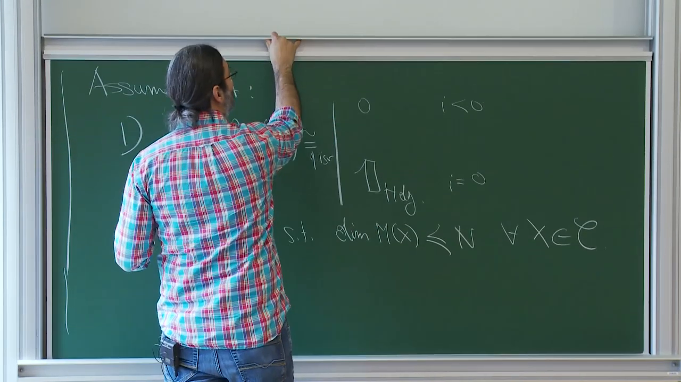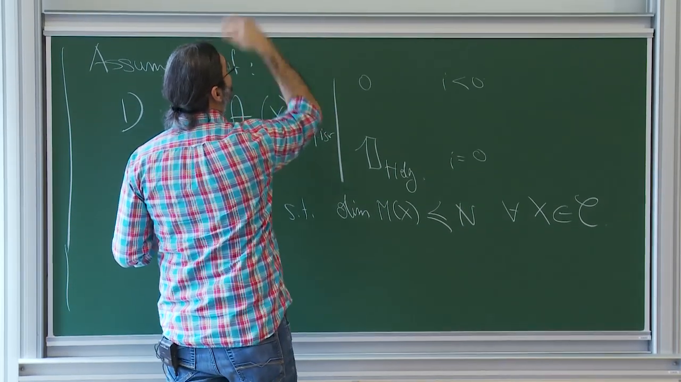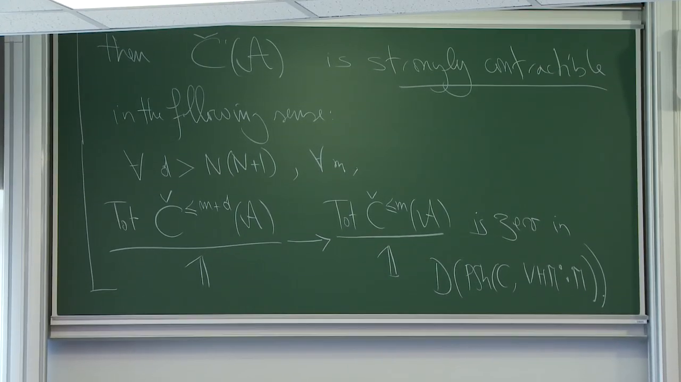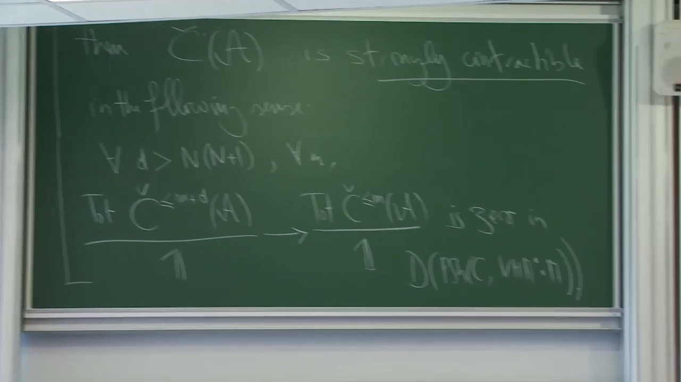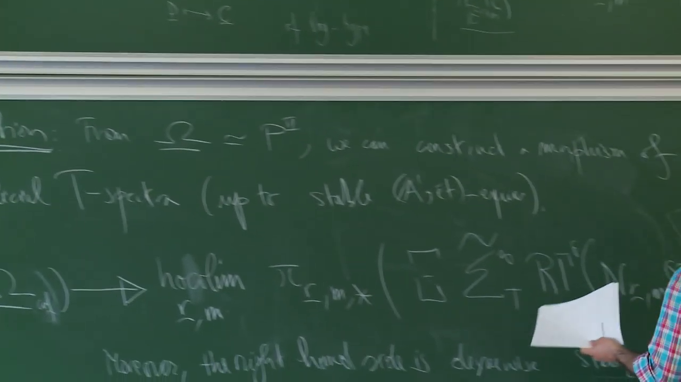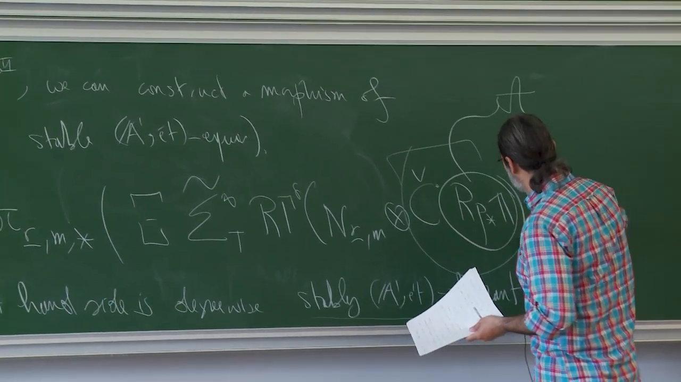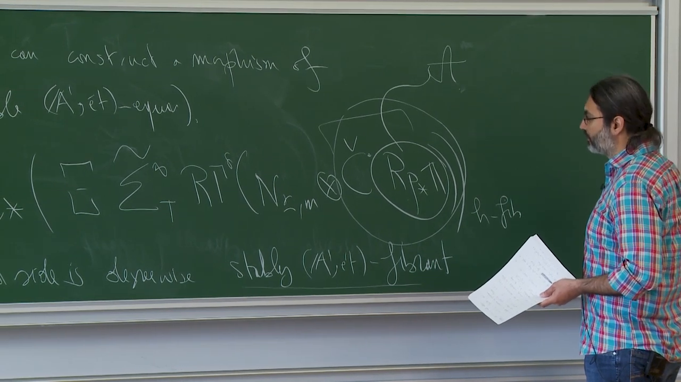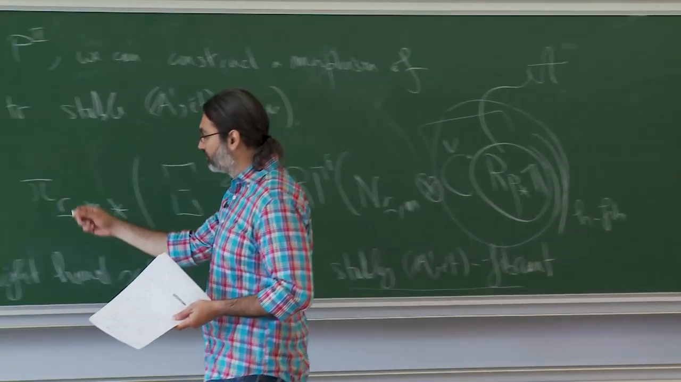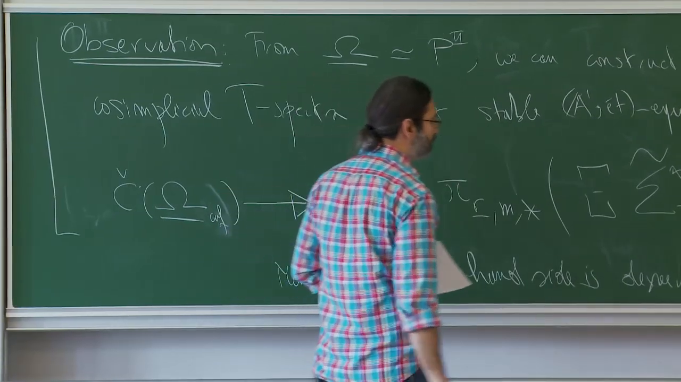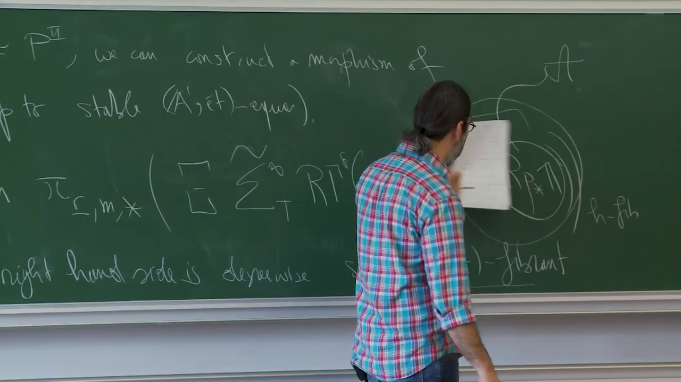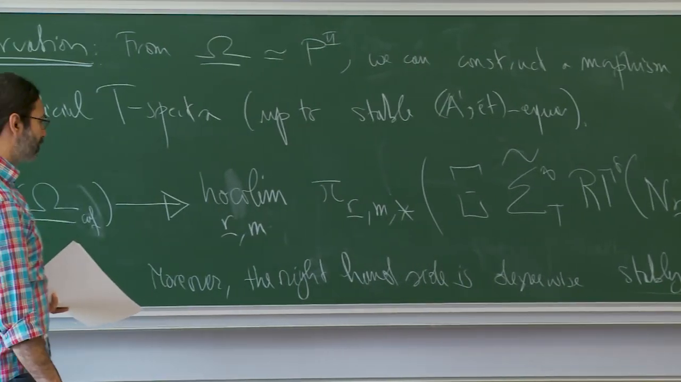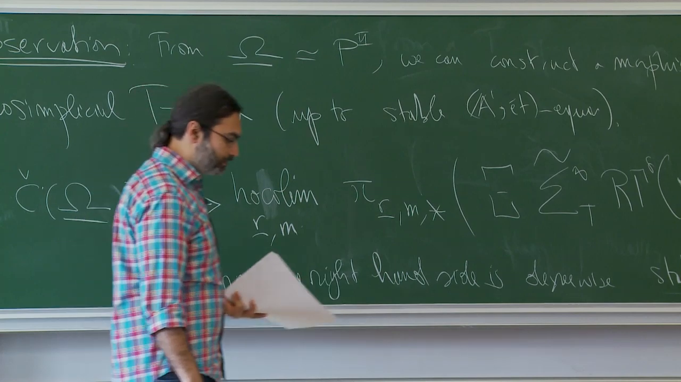Maybe just a comment. Such a strong contractibility will be sufficient. If I could show that this object here, this Čech complex, is strongly contractible, then this will be enough to compute the homotopy limit of this cosimplicial gadget, in the sense that I could then just replace this guy by one. That would be the answer for the homotopy limit.